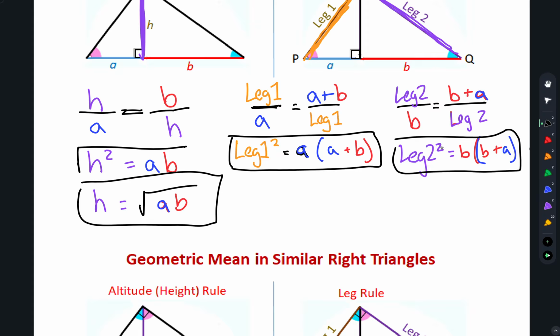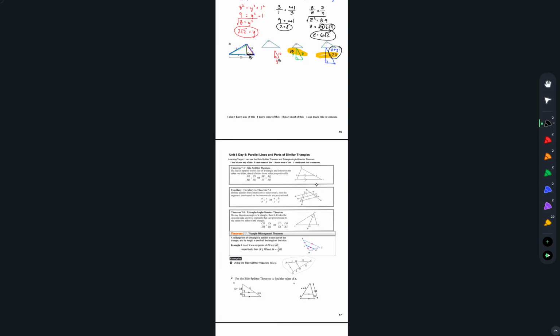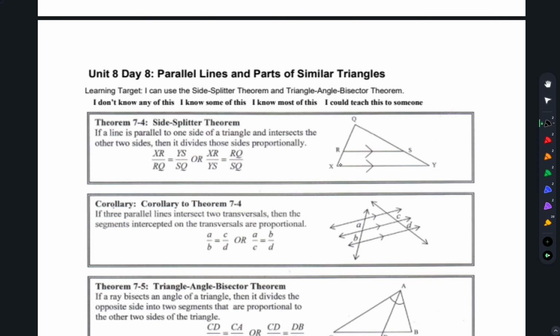Go ahead and flip open to 8.8. We're going to talk about something a little bit different and new. Okay, so we're still talking about the same kinds of proportions and stuff like that.